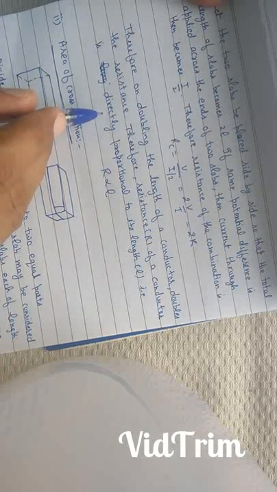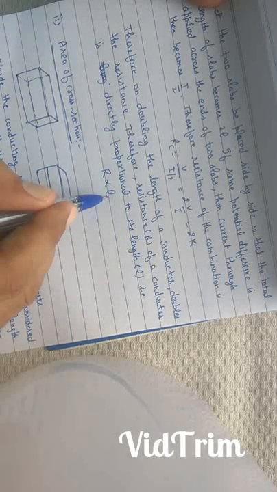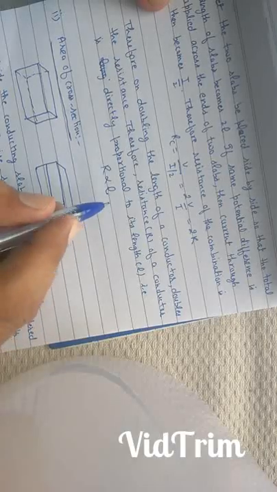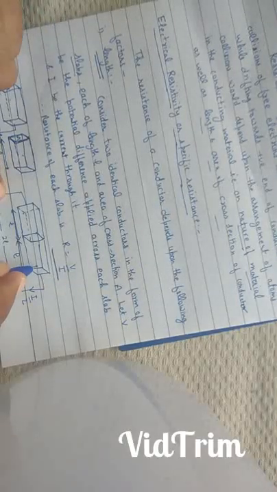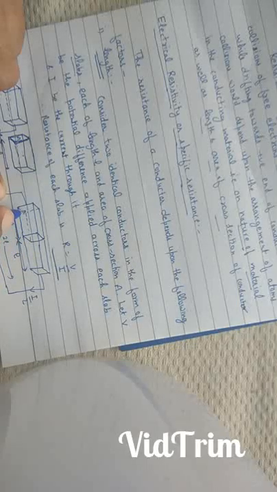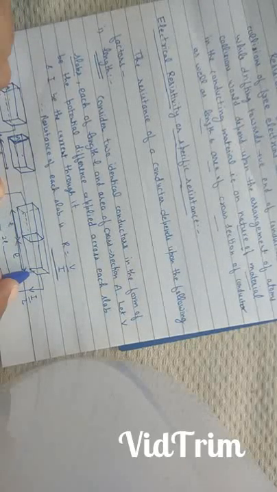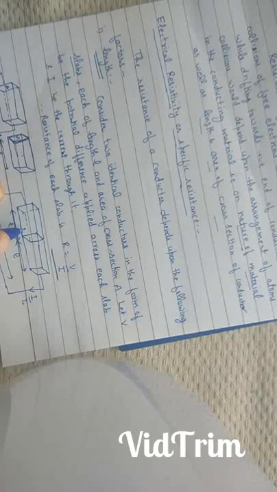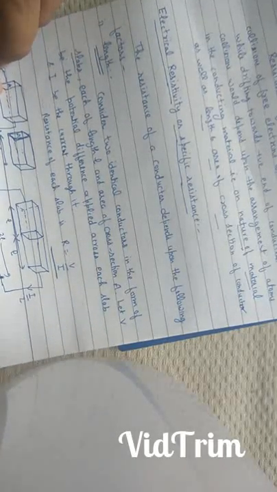Therefore, resistance of a conductor is directly proportional to the length of the conductor. It is to be noted that resistance of a conductor increases on increasing the length because the electrons have to travel a longer distance through the conductor, suffering a large number of collisions. Therefore, resistance of the conductor increases on increasing the length of the conductor.